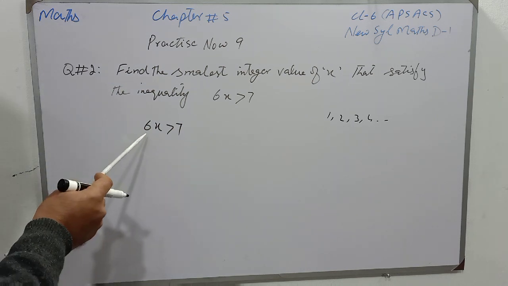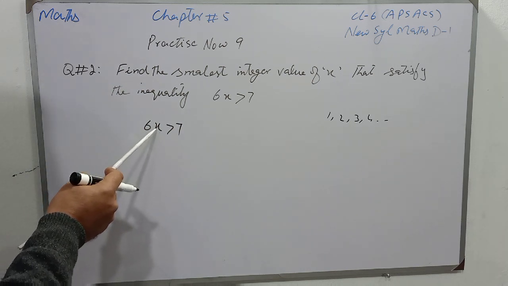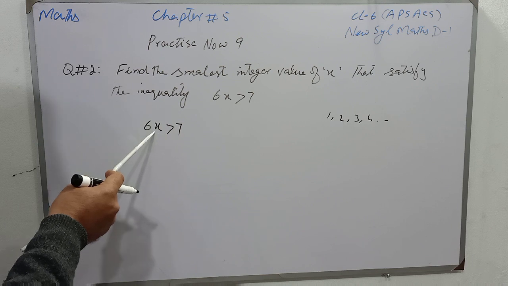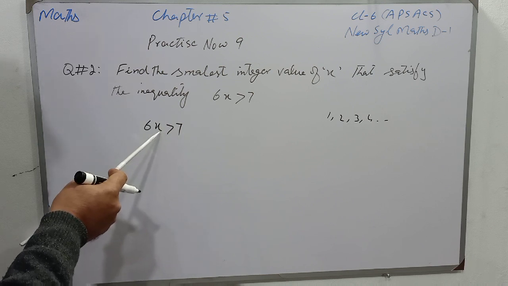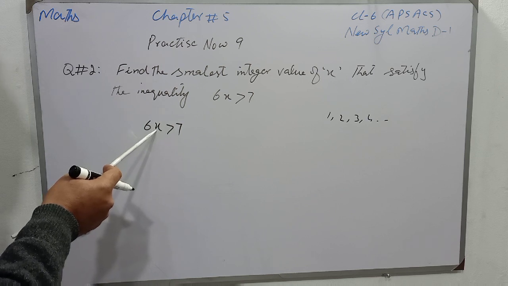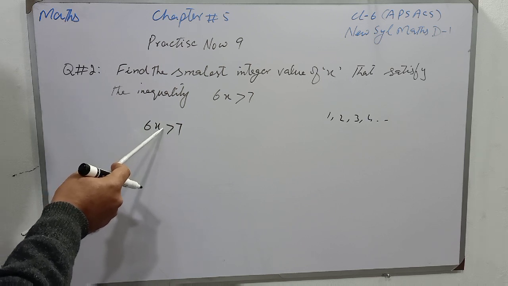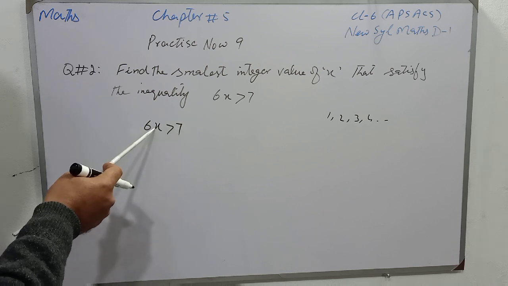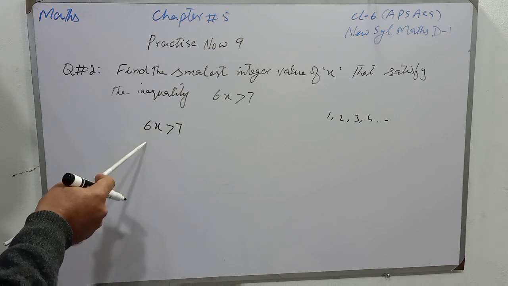Suppose students, we will put 1 in place of x, then 6 ones are 6, and 6 is greater than 7 is not satisfying the inequality. And if we put 2 in place of x, then 6 twos are 12 and 12 is greater than 7. So the smallest value of x will be 2.